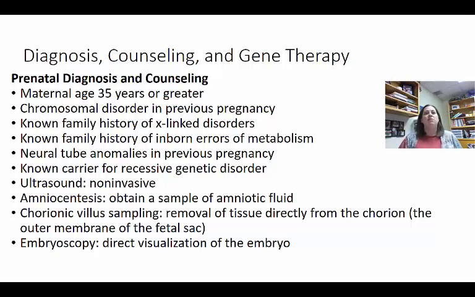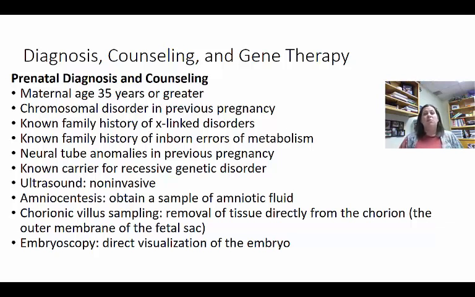If the family history, if we know there are inborn metabolic errors, neural tube abnormalities in previous pregnancies, this could be the anencephaly where the head does not form properly, or a neural tube defect where the spinal cord doesn't form properly, like in spina bifida. If you're a known carrier of recessive genetic disorder, you need to be aware of that in the sense of being able to pass it on.